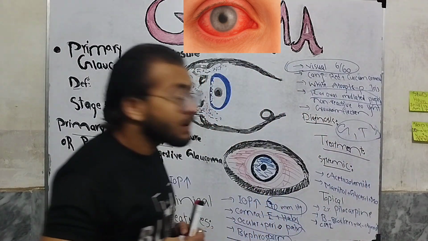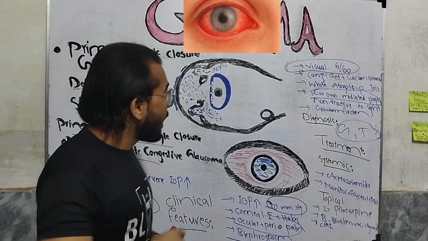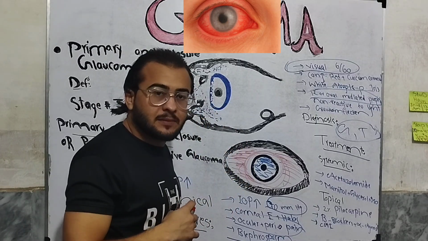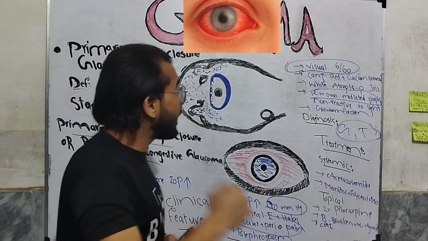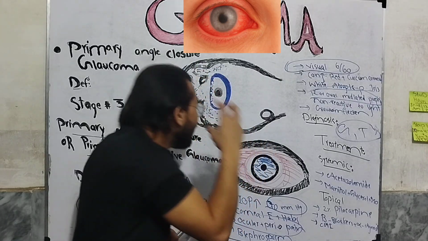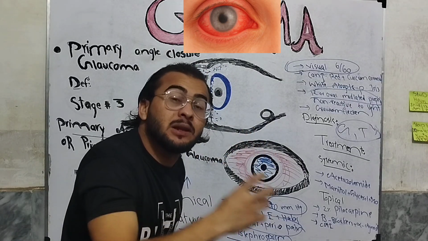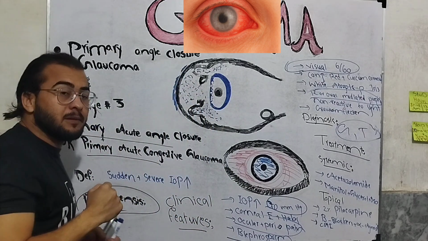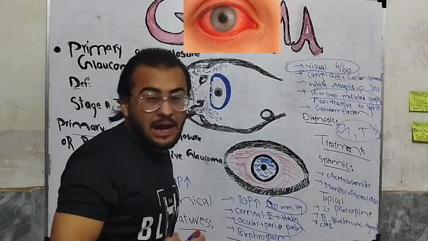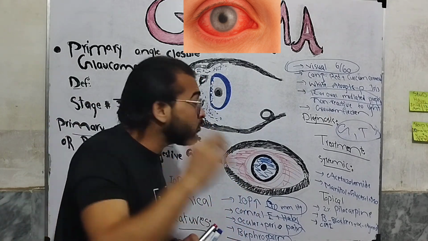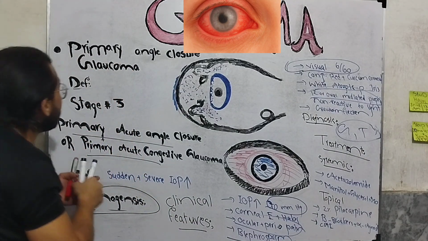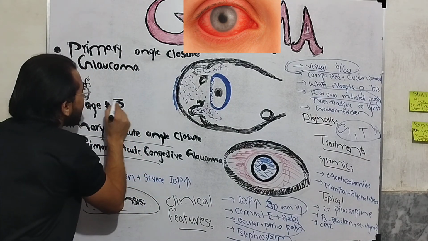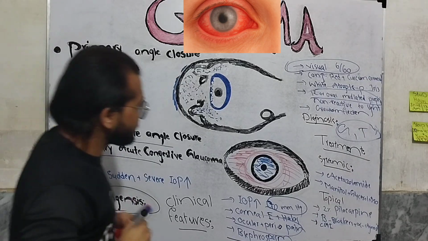Okay, now treatment. How can we treat the condition? Remember, it is an ocular emergency. What does it mean? It means that if we do not manage the condition properly and in a timely manner, in this stage 3, it will cause complete blindness. Okay, so it is the stage in primary angle closure glaucoma which needs proper attention. Okay, it needs proper attention.